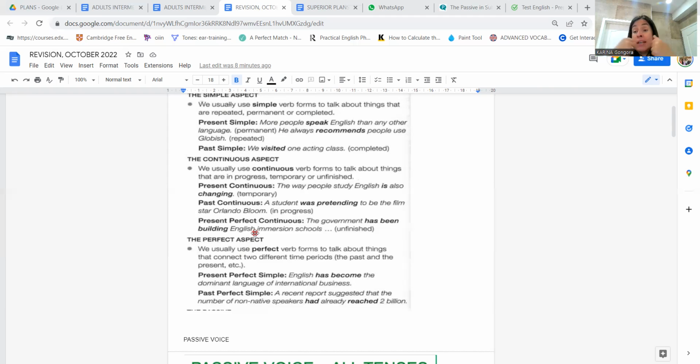The perfect aspect, as I said before, is a bond, is a link, yes, to something else. ¿Qué es un link que tenemos cuando lo tenemos en la compu, en un WhatsApp o lo que sea?